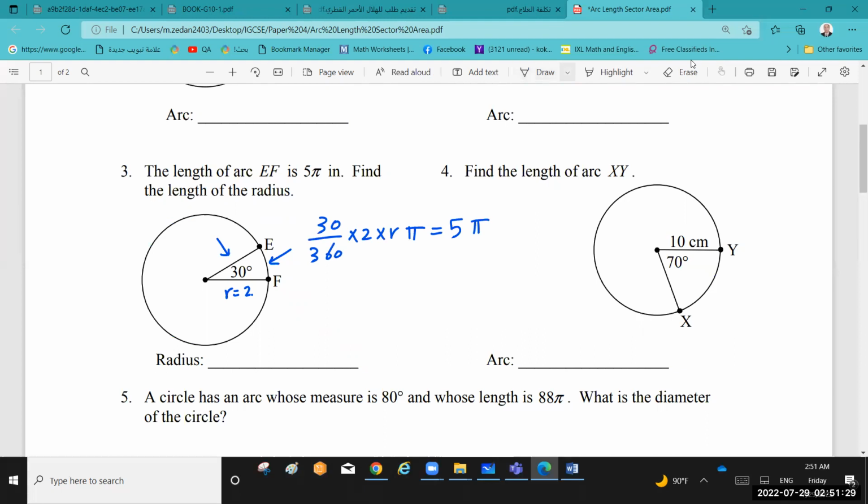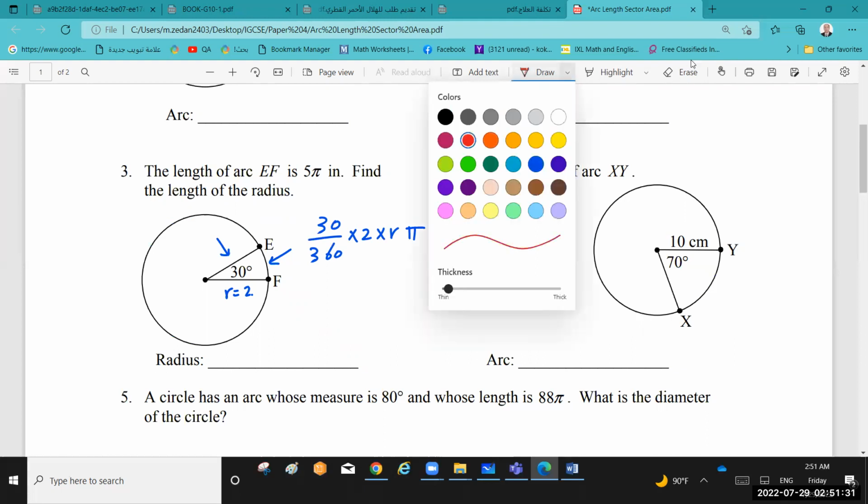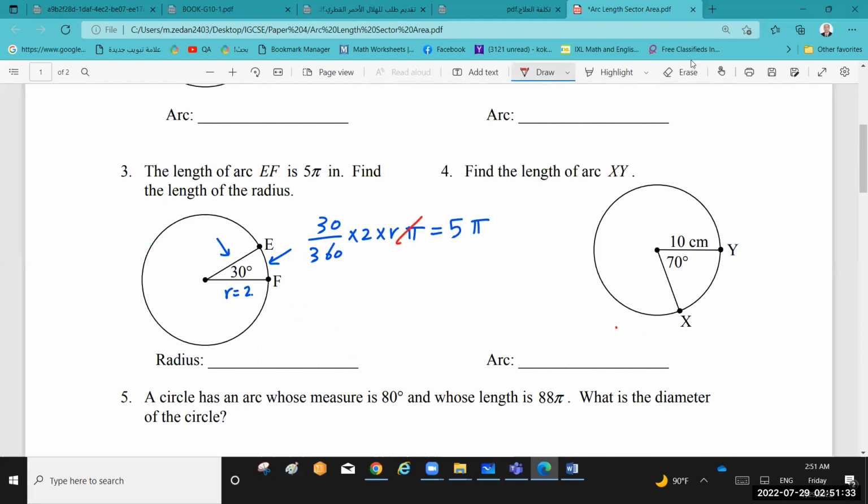Now divide each side by pi to remove this pi. Cancel the pi, and you can simplify this one. Now you have an equation, you can solve it. 2 times 3 is 6. Here, this 6 cancelled with this 6. So you have r over 6 is equal to 5, so r is equal to 30 inches. It's the same unit, inch.